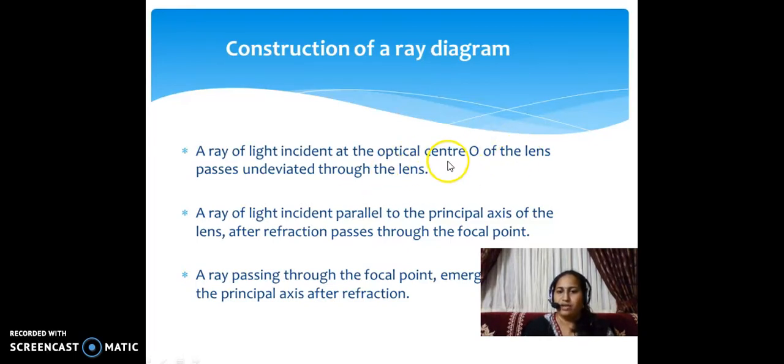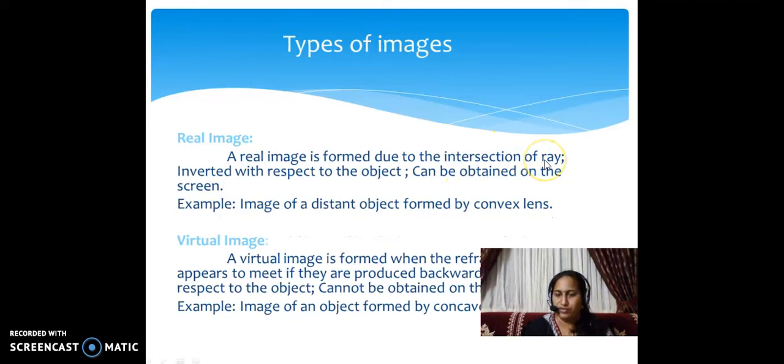A real image is formed by the intersection of rays. Intersection of the rays in the sense that the rays get converged when they pass through the convex lens. They meet at the focal point and the real image is formed by the convex lens. It is inverted with respect to the object and it can be obtained on a screen, and the image is obtained on the opposite side of the object.